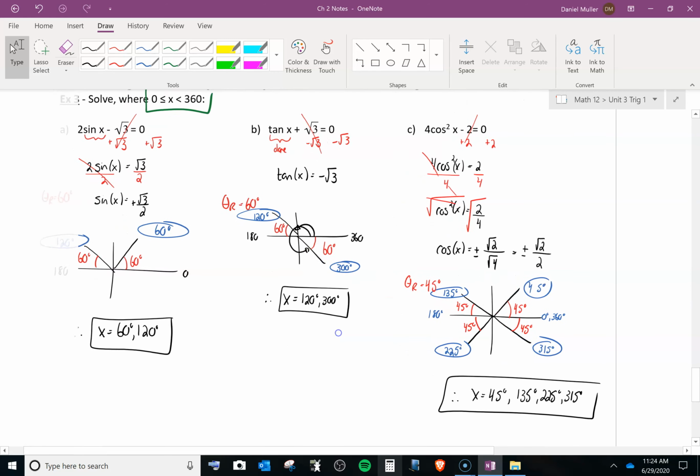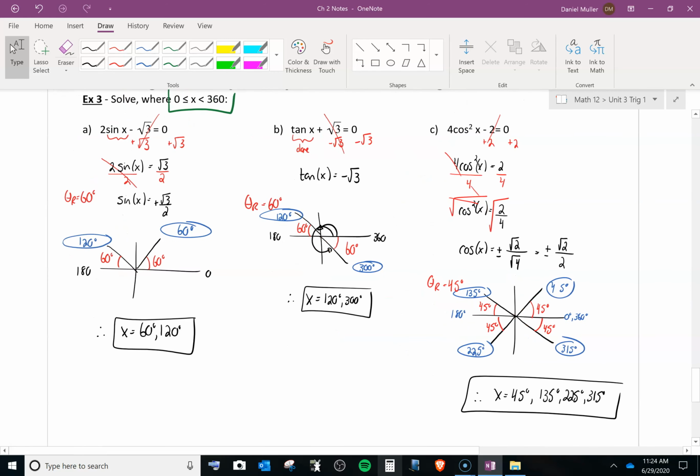So I'll zoom out here if you need to zoom. Zoom out, and you can pause it and write anything down. But we will move on to the next chapter after this.